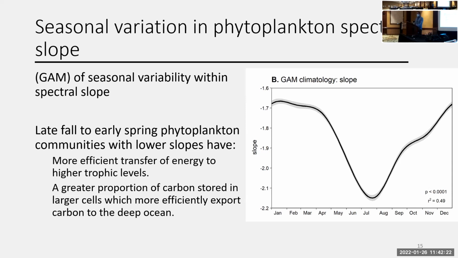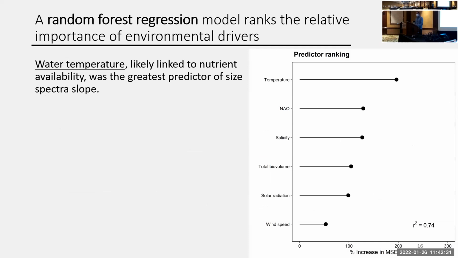So very clearly, the size structure changes seasonally, but I was also curious as to what was specifically driving the size structure. To see what was driving this variability, I used a technique in decision tree regression called random forest regression to rank the relative importance of environmental drivers. We can rank the relative importance of each predictor variable by determining the percent increase in mean squared error, or MSE, of the model when the predictor variable is randomly permuted. So a greater increase in mean squared error indicates a greater predictive importance of the permuted variable.